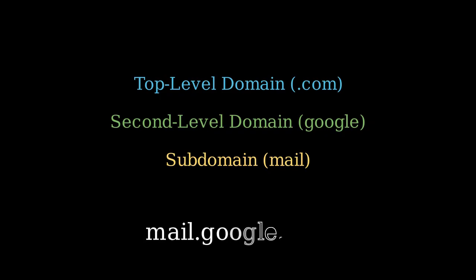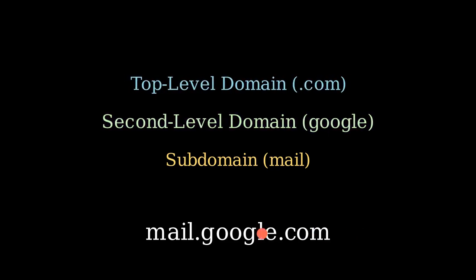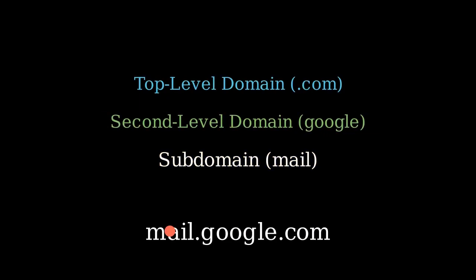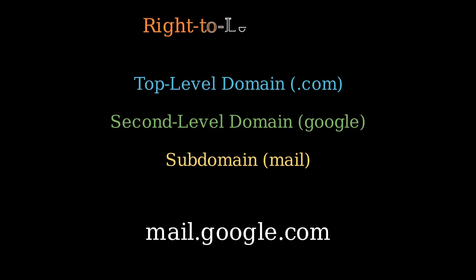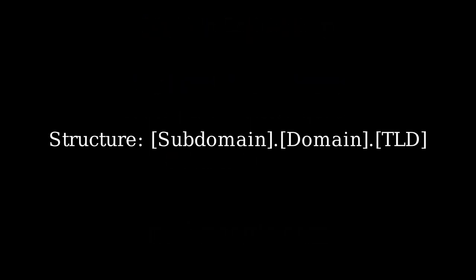When your computer looks up an address, it actually travels from right to left. A signal beam starts at the far right, hitting the .com first to find the primary registry. Then it moves left to find the Google section, and finally it lands on the specific mail subdomain. This is called a right-to-left lookup because that is the order in which the internet resolves the address. Always remember the structure, which is organized as subdomain, .domain, .top-level domain.